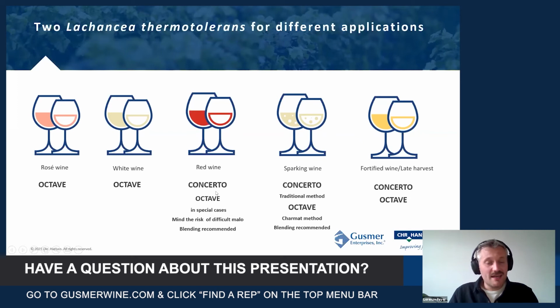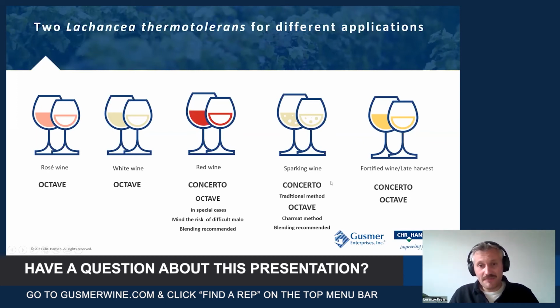Concerto is still la prima donna for red wines, because the flavors that they're releasing just blend very well in these styles. But Octave can, in certain cases, also be used. Remember again here, malolactic fermentation can eventually be done as a co-inoculation approach.